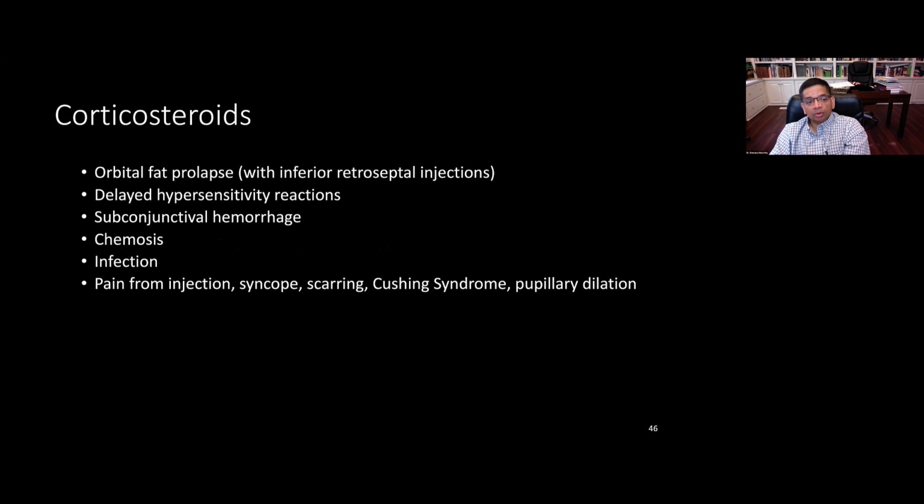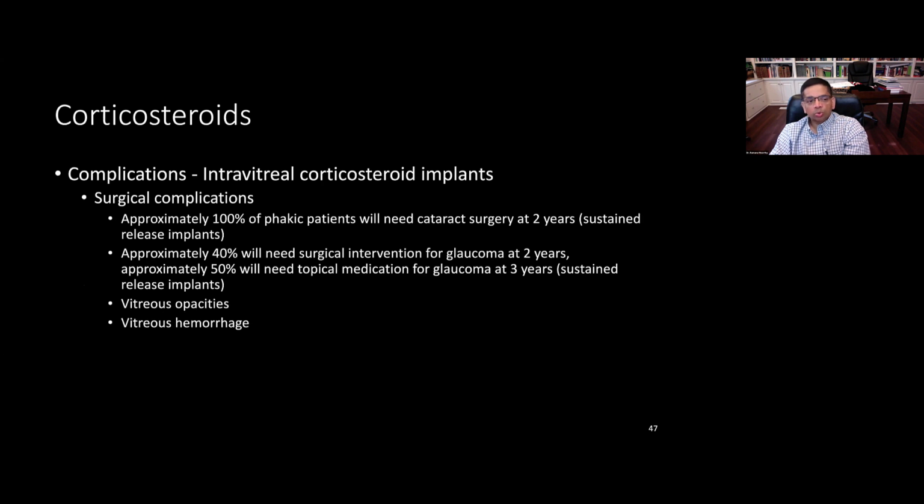Ptosis and proptosis, we all talk about orbital fat prolapse. We talk about patients can develop subconjunctival hemorrhage with the injection. A periorbital hemorrhage can occur as well. Although corticosteroids, when given in the periocular space, don't typically cause systemic problems, they still do get absorbed systemically. So they can affect blood sugars. They can affect blood pressure in some patients who are prone to having problems.